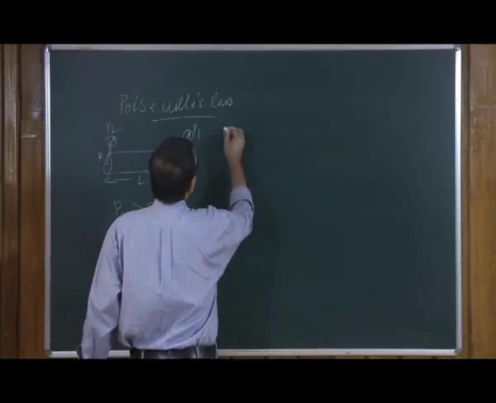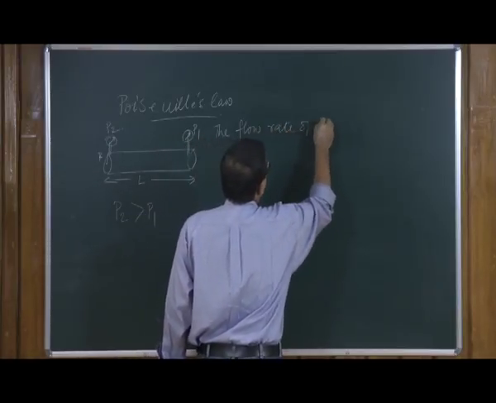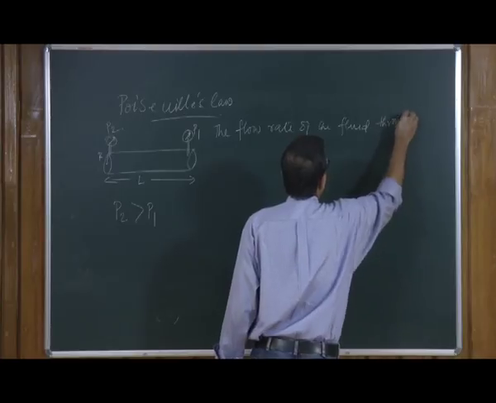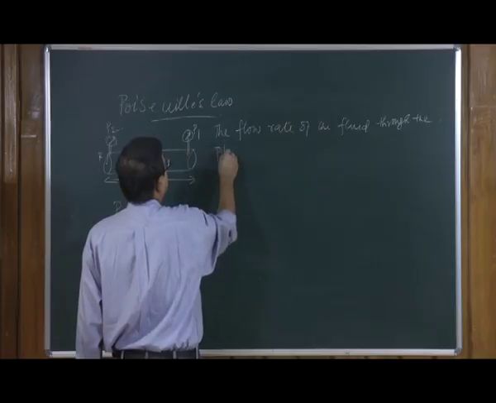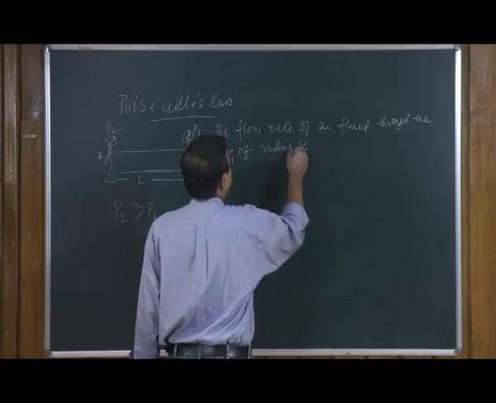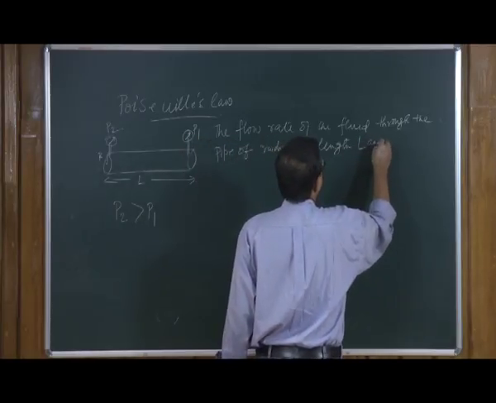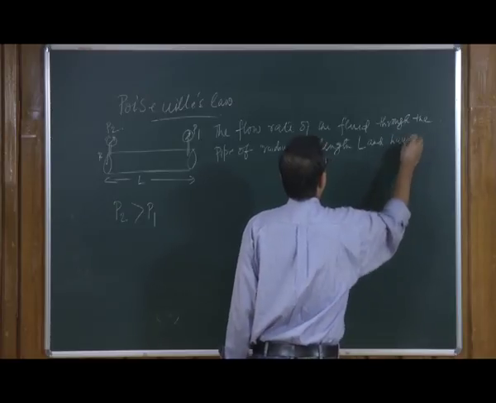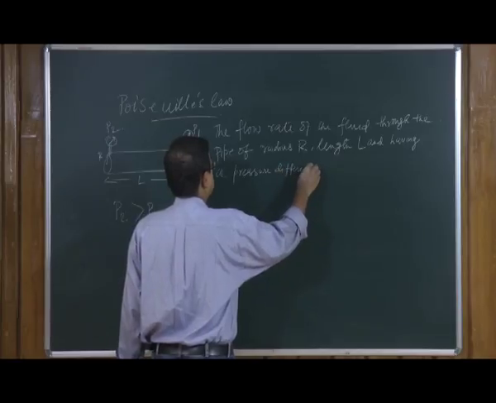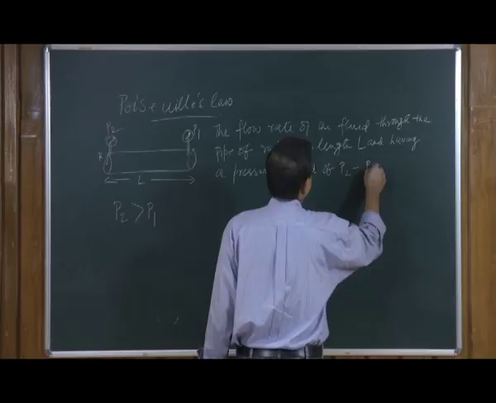So, this flow rate is usually denoted by Q, the flow rate of the fluid through the pipe of radius R, length L, and having a pressure difference of P2 minus P1 along the length.